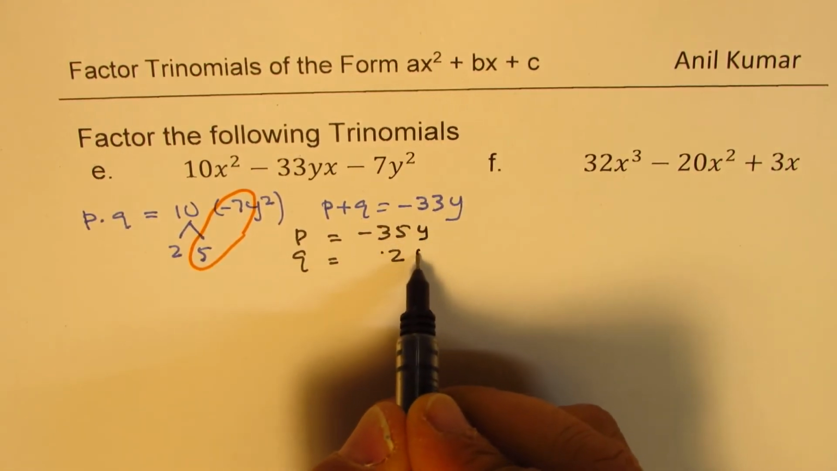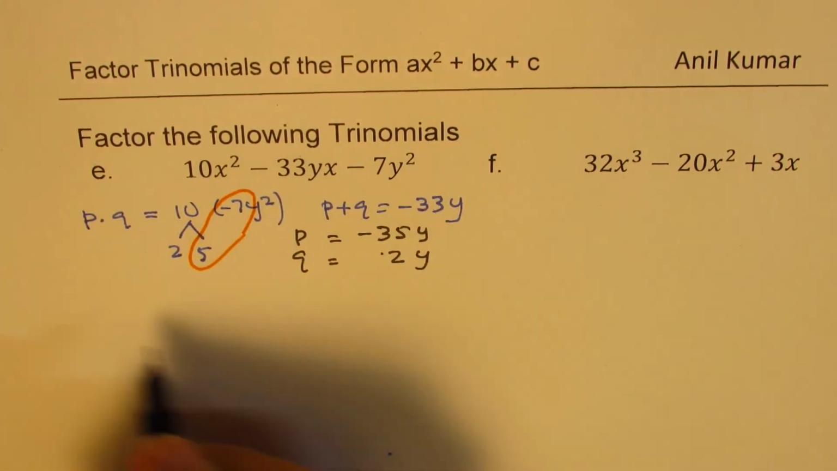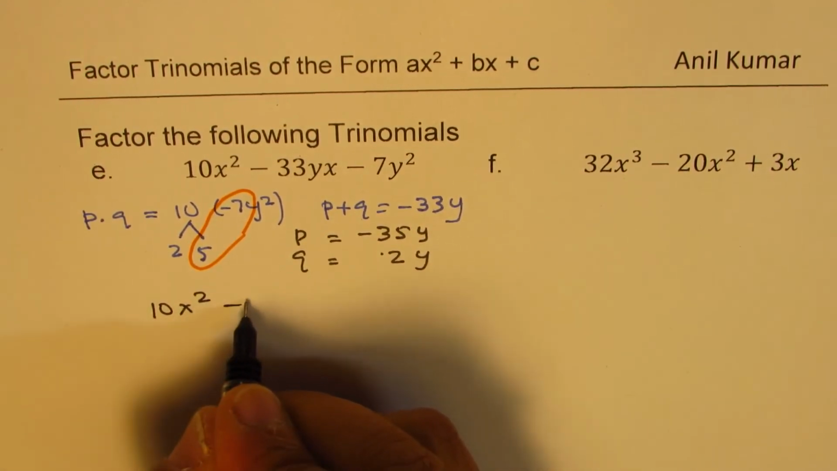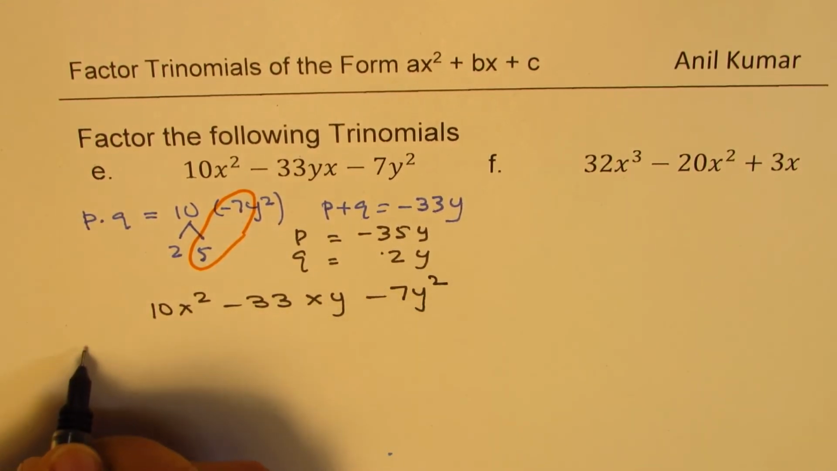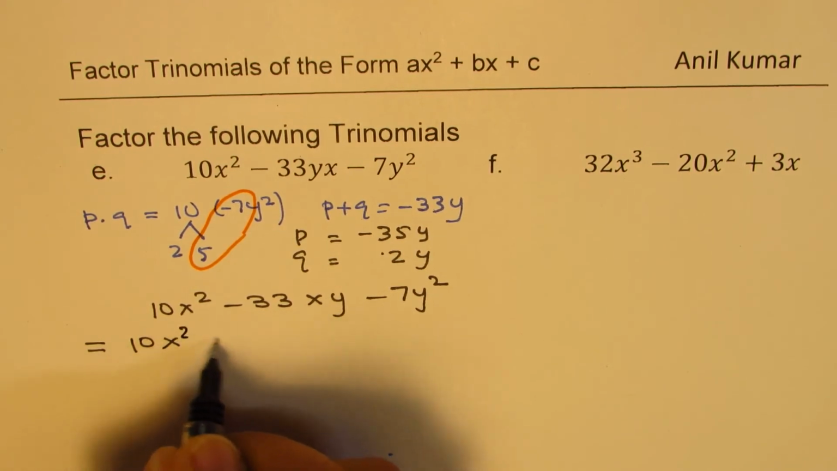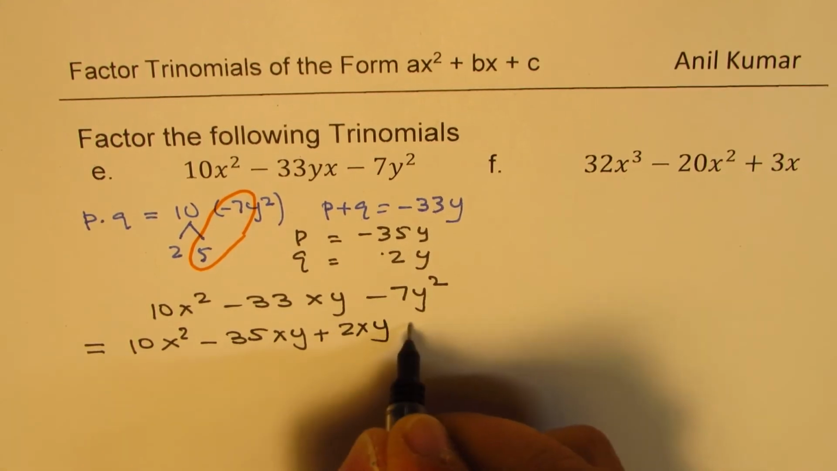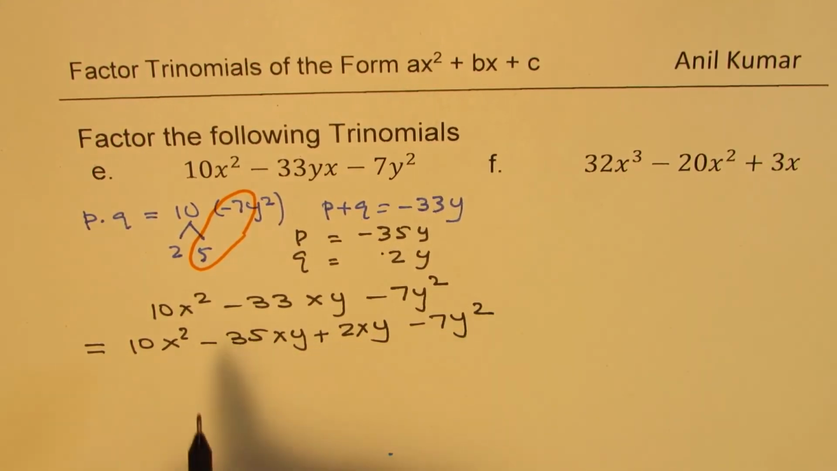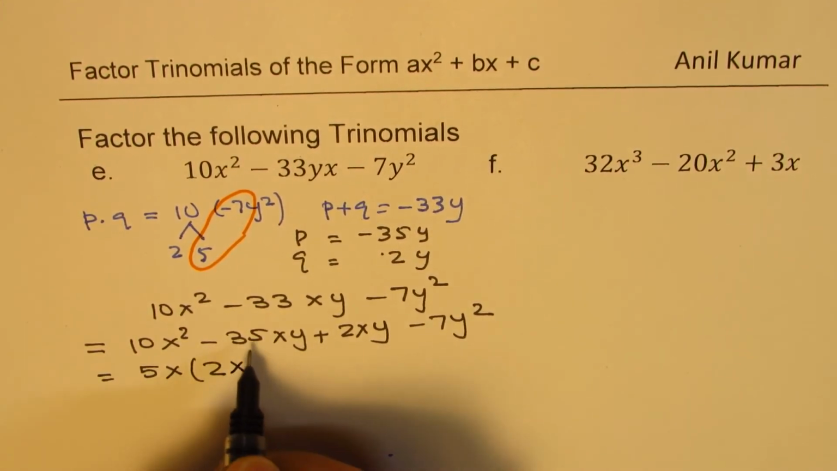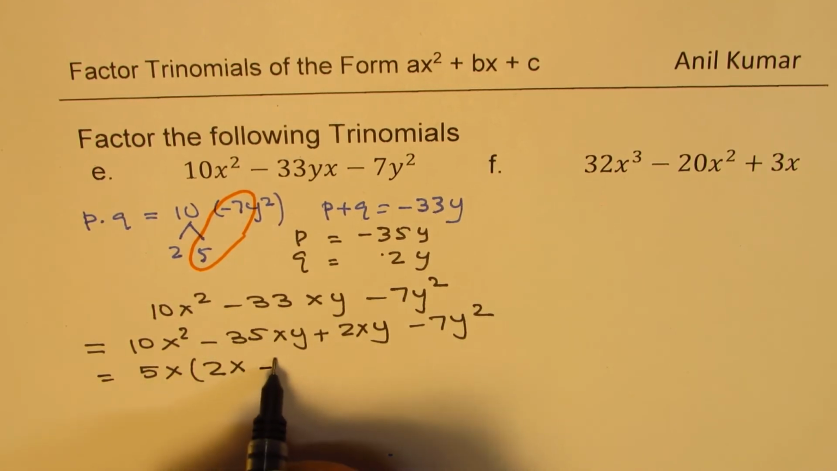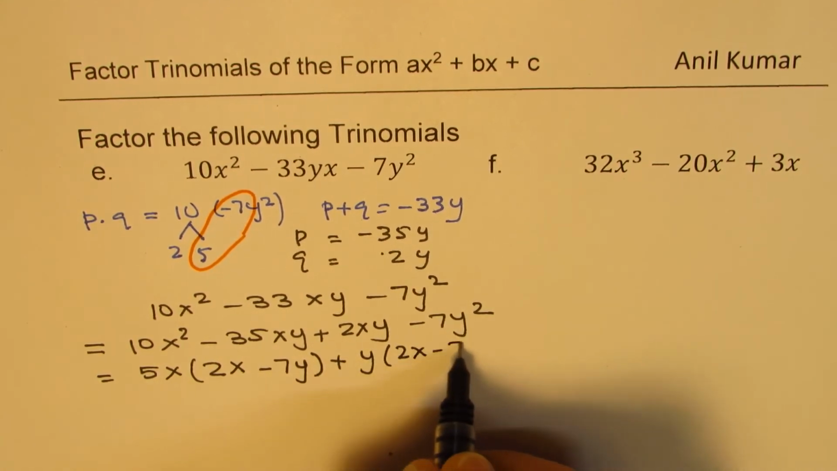However, y should be associated with them. Then only you get the sum with 33y. You get an idea, right? So we could write 10x squared minus 33xy minus 7y squared as equal to 10x squared minus 35xy plus 2xy minus 7y squared. Now group factor. In the first two, 5x is common. You get 2x, and here 5 times 7 is 35. You get 7y. Now in this case, y is common. So you get 2x minus 7y.